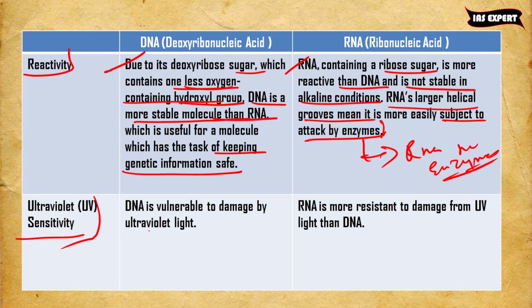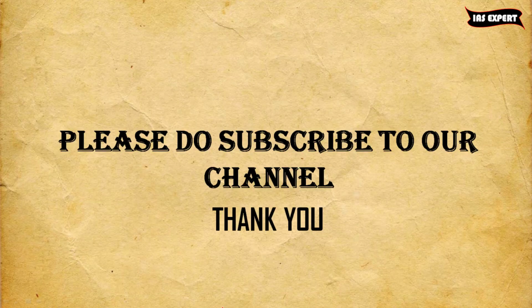Ultraviolet sensitivity. DNA is vulnerable to damage by ultraviolet light. Coming to RNA, RNA is more resistant to damage from UV light than DNA. These are the major differences of DNA and RNA.